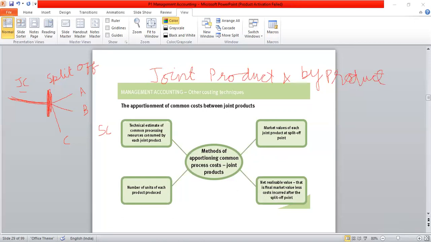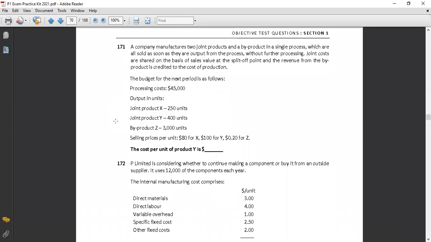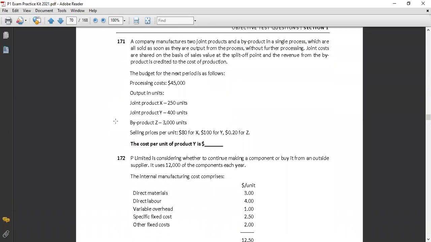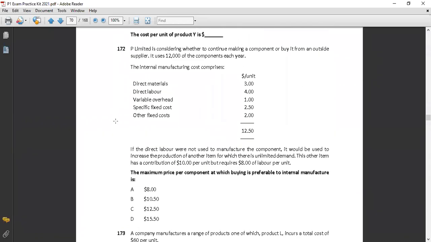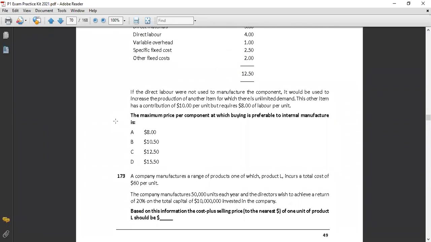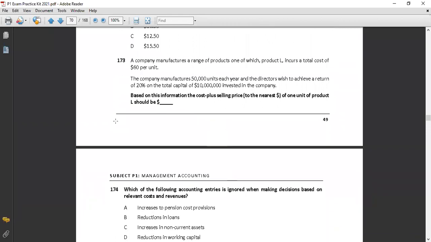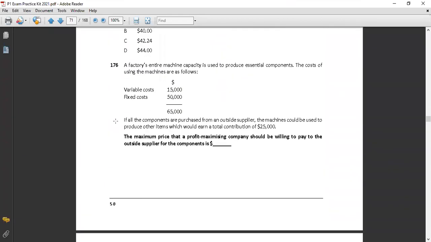I think question number 171 onwards, the questions are there. That is also not given in.